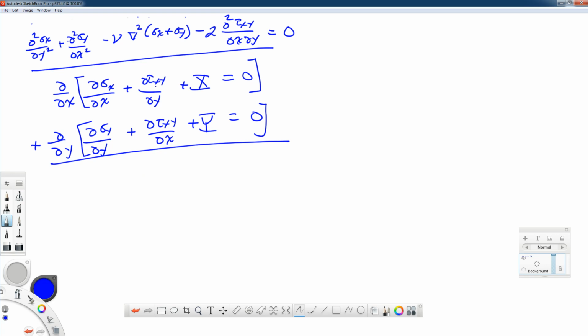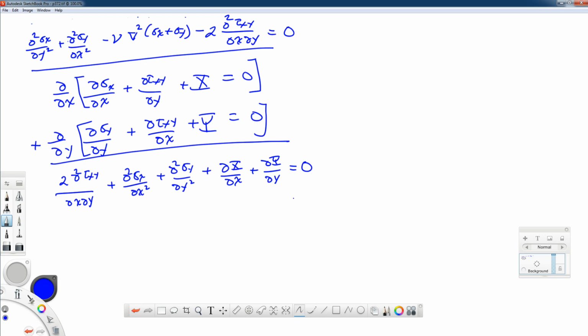Alright, so I'm going to have a mixed second partial derivative of tau xy. I'm going to have 2 of them. I'm going to have a second partial of sigma x with respect to x twice. I'm going to have a second partial derivative of sigma y with respect to y twice. I'm going to have a partial derivative of the body force with respect to x, and a partial derivative of the body force per volume with respect to y. And that's going to be equal to 0 when I add them together.